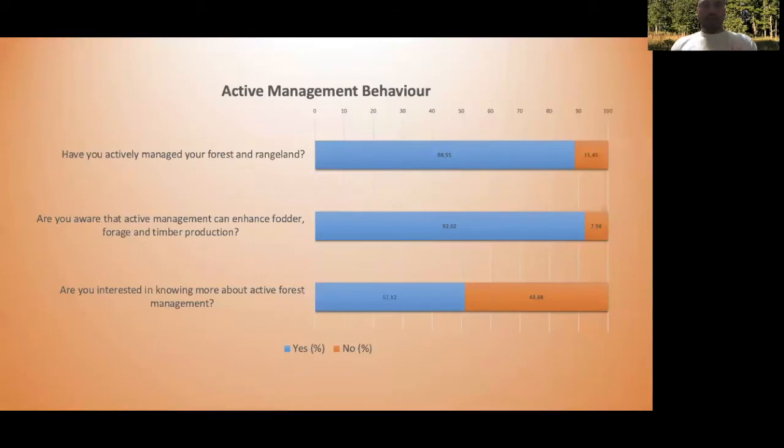About the active management activities, respondents were further asked if they have actively managed their land. About 89% of landowners mentioned that they have actively managed their land.